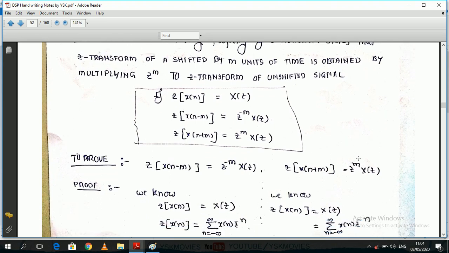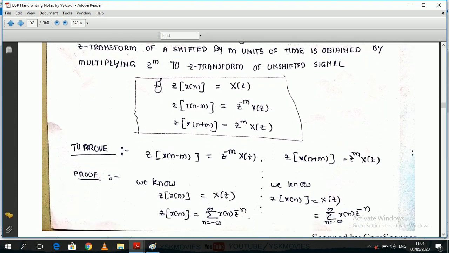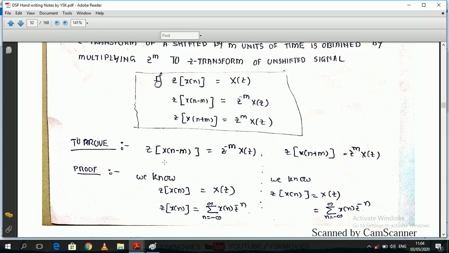To prove what this statement means, the z transform of x[n] is equal to X(z). Okay, and the z transform of x[n-m] is equal to z power minus m X(z). Okay, so let's prove whether this formula is okay or not. Z of x[n-m] is equal to z power minus m X(z). So this is to prove, and let's start the proof.